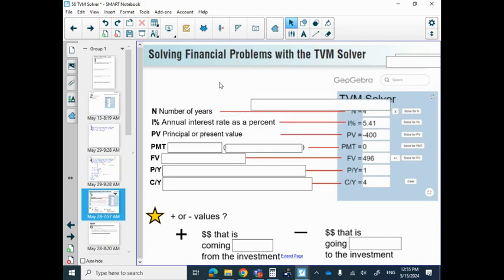Present value is your P, right? So that's your principal or your present value. Oh, we got an emergency alert going on. Oh, it's just a test.